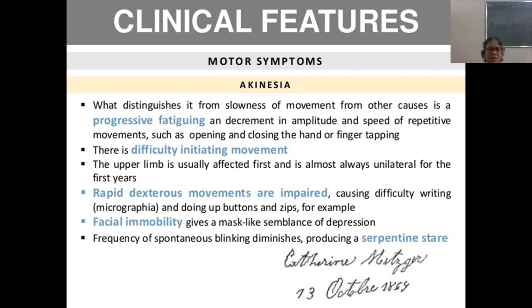The upper limb is usually affected first and is always unilateral for the first years. Initially the symptoms may be unilateral, and rapid dexterous movements are impaired, causing difficulty in writing, which is called micrographia, and in doing buttons and zips, for example. How we put on buttons and how we open and close zips, those sorts of movements may be impaired. And facial immobility gives a mask-like resemblance of depression.